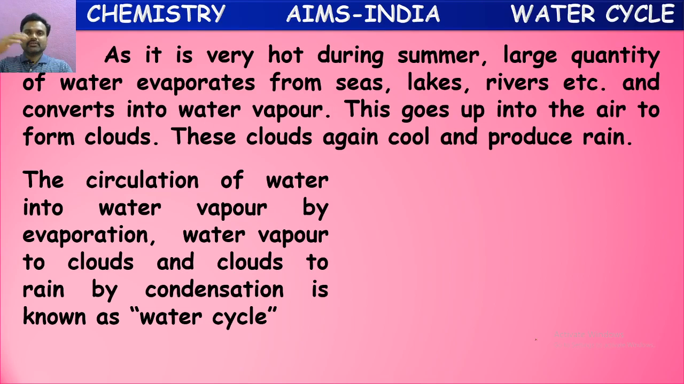So what is happening? Water is circulating from one form to another form by the seasonal conditions and the changes in temperature caused by sunlight. This is the continuous circulation of water from one form to another form. That is first evaporation, then condensation. So these continuous changes by nature are called the water cycle.